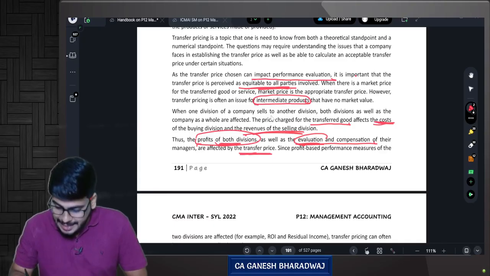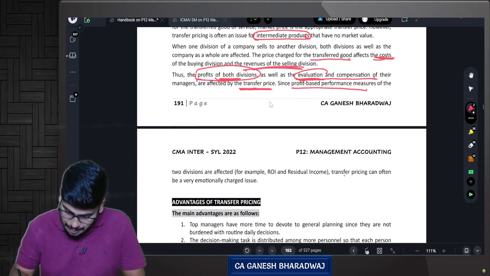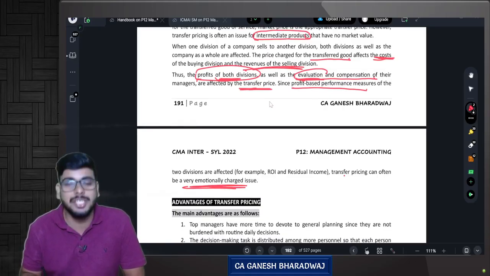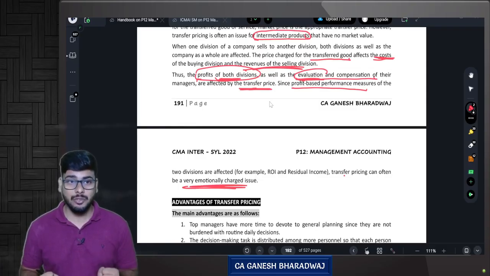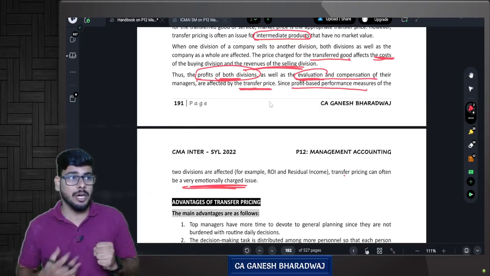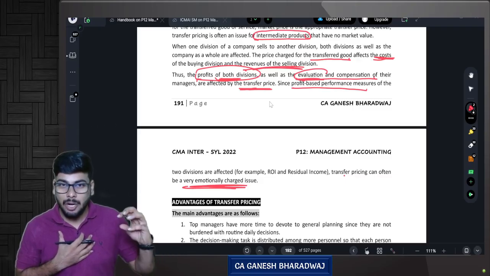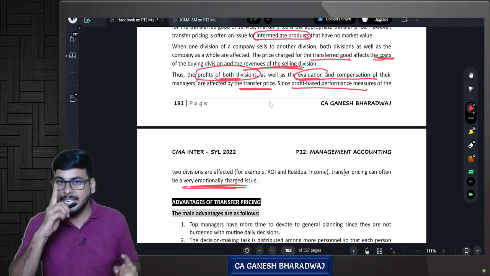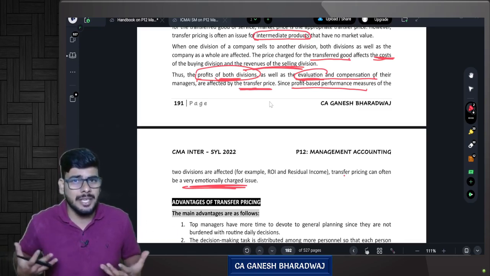Are you clear? Since profit based performance measures of the two divisions are affected, transfer pricing can be a very emotionally charged issue. Yes, because fixing the right transfer price has to do directly with, it directly impacts what? The performance appraisal of every division manager. Now, if a wrong transfer price is fixed, it can definitely affect them emotionally. It can emotionally affect these managers because at the end of the day, they are human beings.